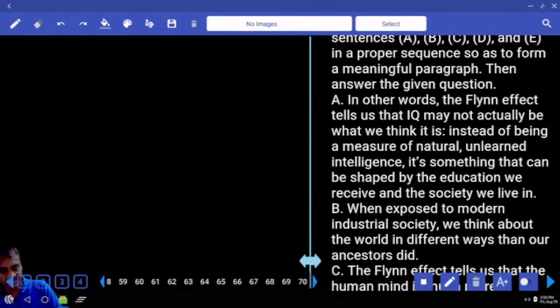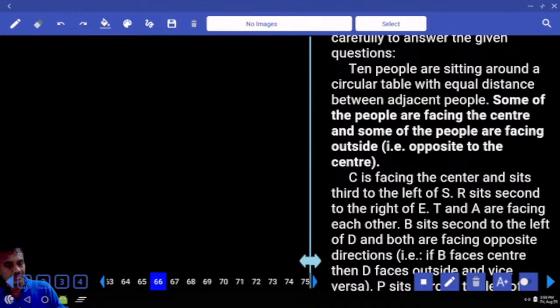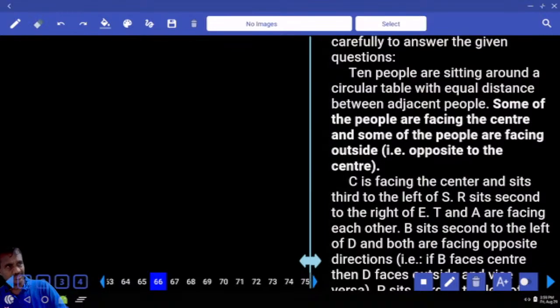Now 66 onwards comes under the reasoning section. Here in 66, there were 10 people. In these 10 people, some of them are at the center and some are away from the center. Now first are the second priority. Definitely under the second priority. Clear? Then next one, 71 onwards.